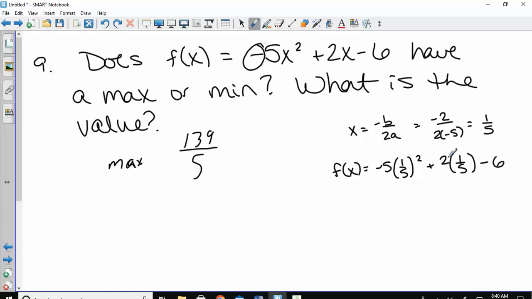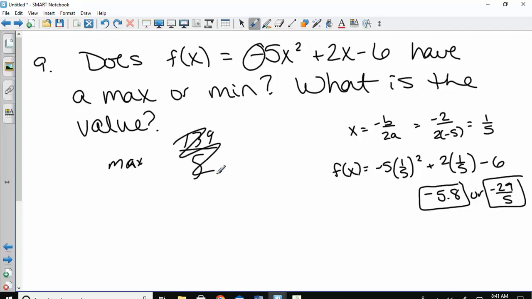So this would be a negative. I forgot a parenthesis. So 1/5 minus 6 would be 0.2 minus 6, so negative 5.8. Negative 29 over 5. I don't know how you got 139 over 5. Yeah, parentheses make a difference here.